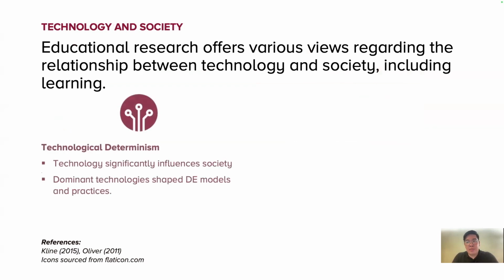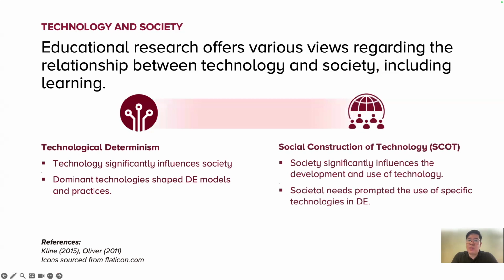First is technological determinism, which views technology as significantly influencing society, including learning. In this view, dominant technologies shaped the models and practice of DE, or at least greatly influenced their development. Most research on the use of technology in education is technologically deterministic. An example would be research that looks at the impact of a specific technology on learning, be it positive or negative. On the other end of the spectrum is the social construction of technology, or SCOT, which takes the opposite stance. Society significantly influences the way technology is developed and used.